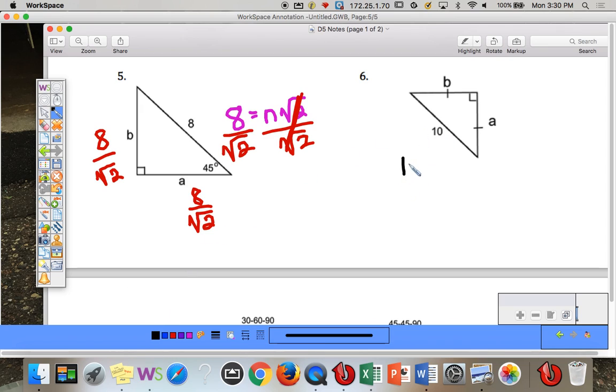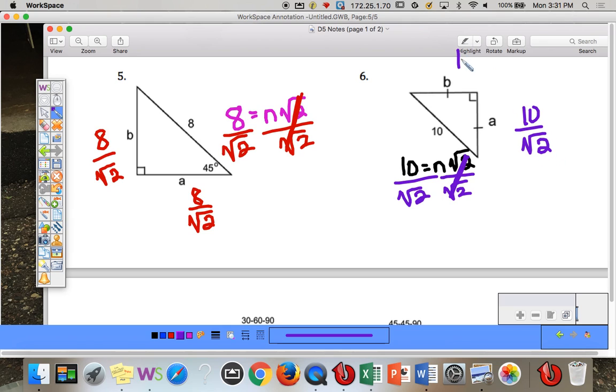Likewise, we do that here. We have 10 equals n√2. We're going to divide each side by the square root of 2, and that's what n equals. So each of these sides is 10 over the square root of 2.